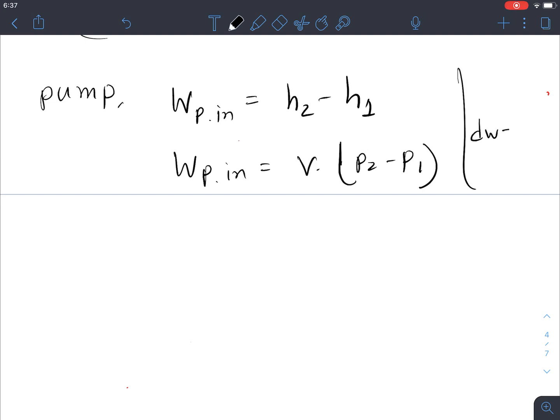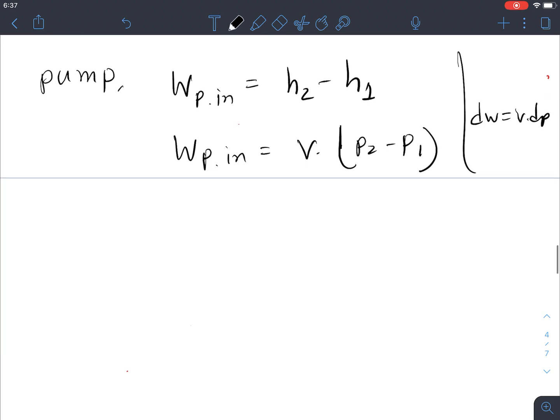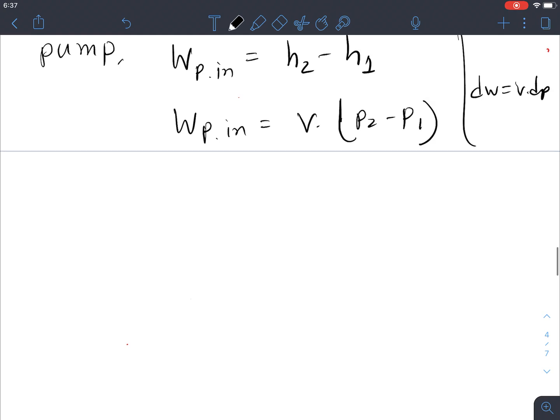Because we saw that dW equals V dP, right? So what we have to determine is the pressure between the two states, where P2 is greater than P1 because the pump increases the pressure of the working fluid.